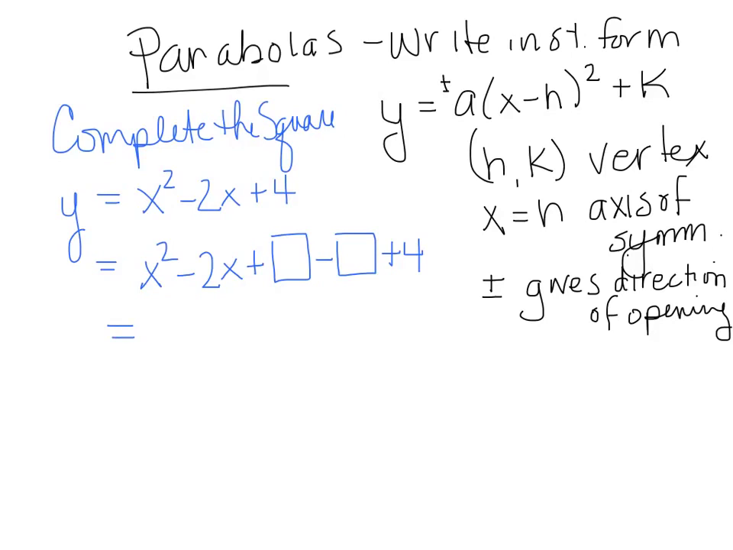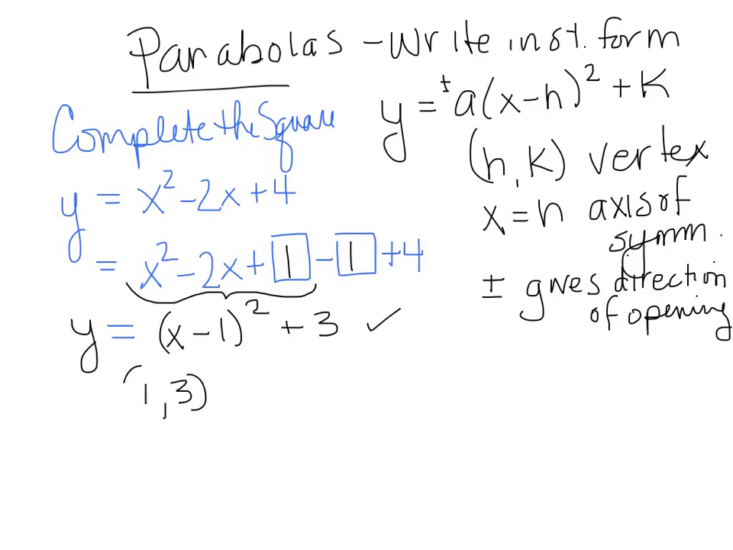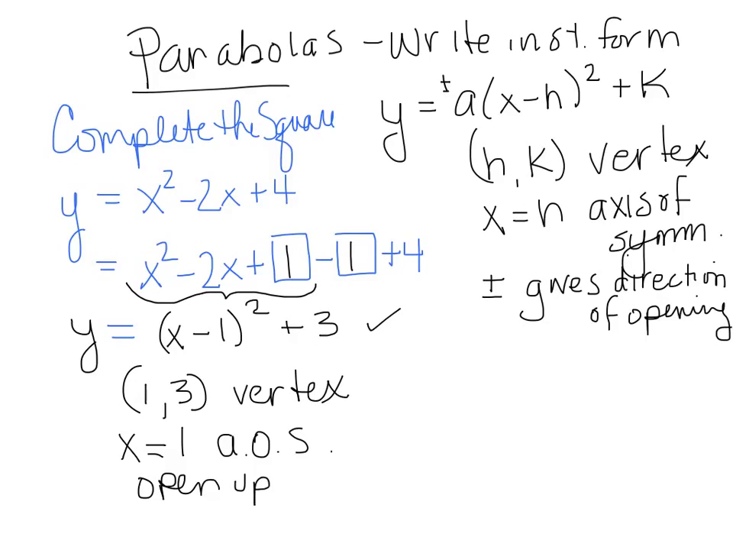All right, what would I put in the boxes? What's half of 2? 1. What's 1 squared? 1. I put a 1 there, I put a 1 there. I chose that 1 in that way so that I could write this as a perfect square. (x minus 1) squared. FOIL that out, you see that I've done that correctly. And then I have plus 3. So there, voila, I have standard form. And I could go back and give a vertex: (1, 3) is the vertex, x equal 1 is the axis of symmetry, and this one would open up because there's not a negative sign.